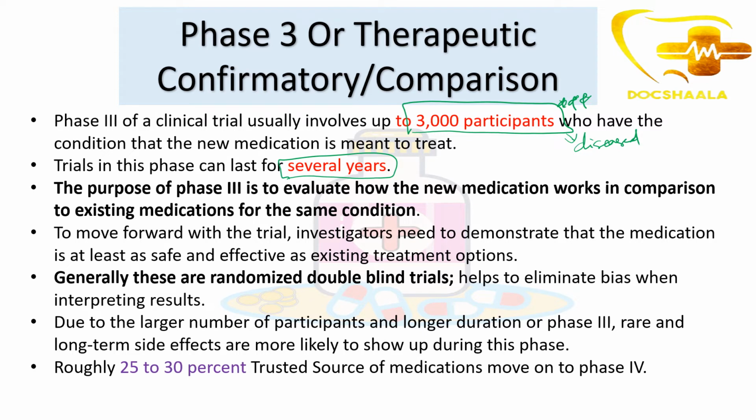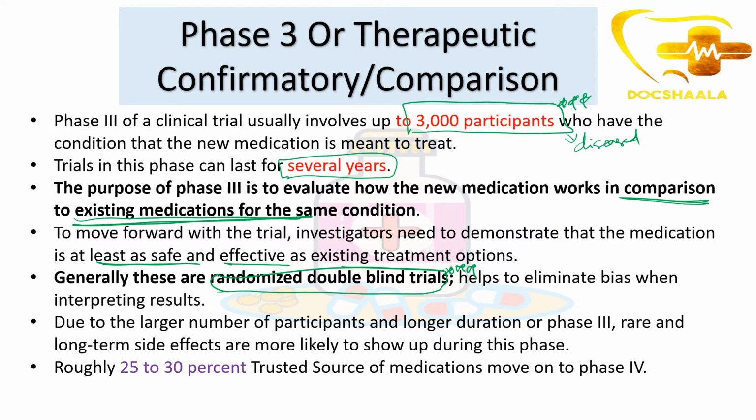The purpose of phase 3 is to evaluate how the new medication works in comparison to existing medications for the same condition. This is to compare how the new drug is performing in comparison to the existing medications that have already been approved. To move forward with the trial, investigators need to demonstrate that the medication is at least as safe and effective as existing treatment options, of course. Generally these are randomized double-blind trials. The trials we use in phase 3 are randomized double-blind trials.